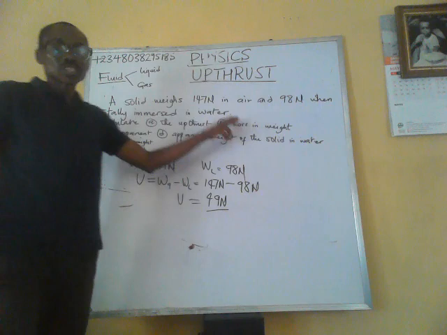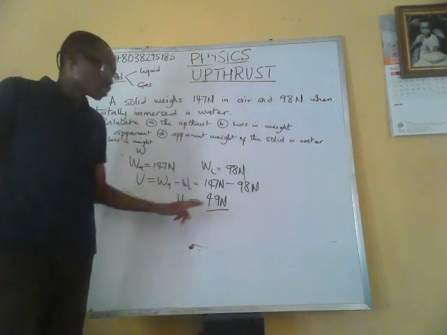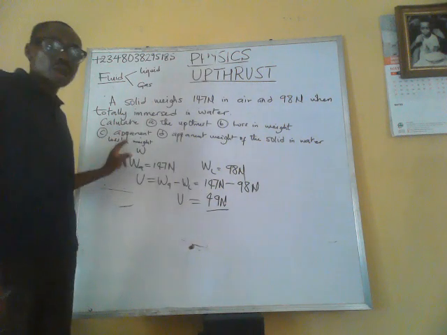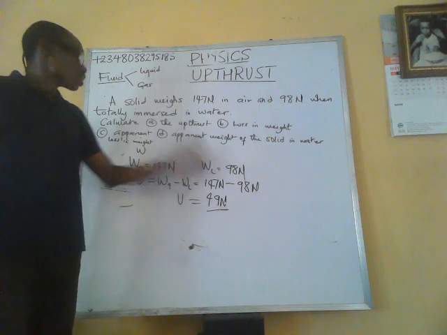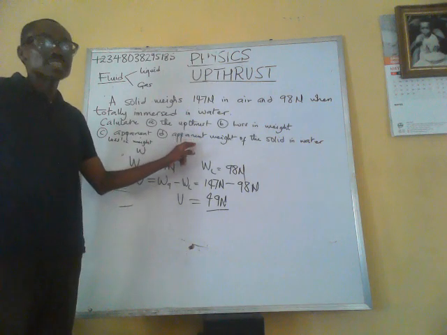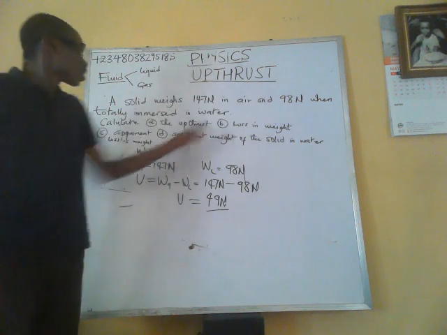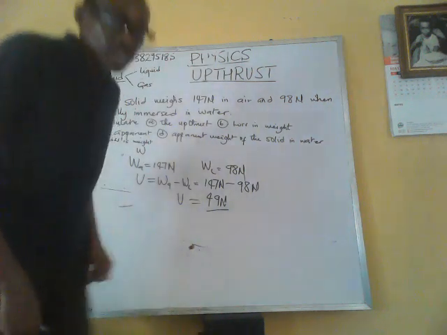So what is the loss in weight? Loss in weight is also the upthrust, which is also equal to 49 Newton. What is the apparent loss in weight? Apparent loss in weight is 49 Newton, equal to the upthrust. Then the apparent weight of the solid in water is the weight of the solid in water, which is 98 Newton. So we've calculated all the parameters that we need.